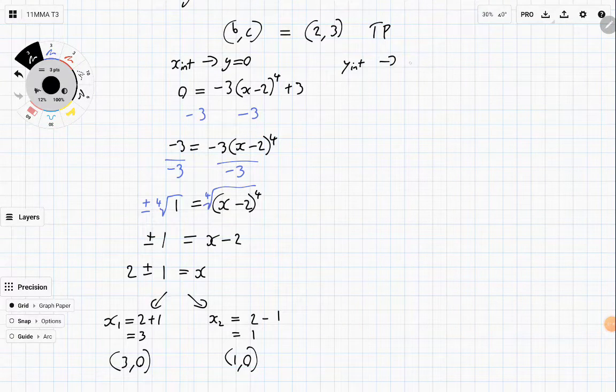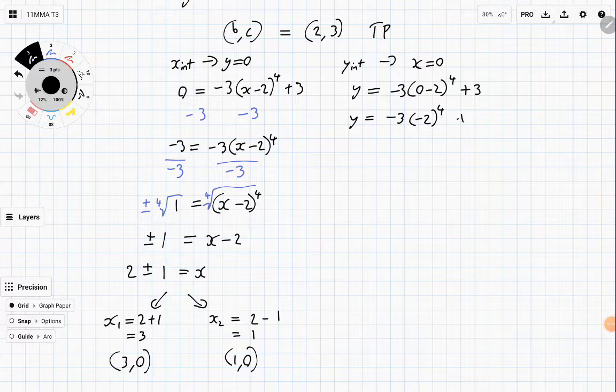Let's have a look at the y-intercept. Now for the y-intercept, we are going to have when x is equal to 0, and so in this case we get y is equal to negative 3 (0 minus 2) to the 4 plus 3. Now we've got minus 2 to the power of 4. Minus 2 to the power of 4 is going to be an even number, and it's going to be 16. 2 times 2 times 2 times 2 is 16. So it's minus 3 times 16 plus 3. Minus 3 times 16 is going to be 48. Negative 48 plus 3 is negative 45. And that is going to be our y-intercept.